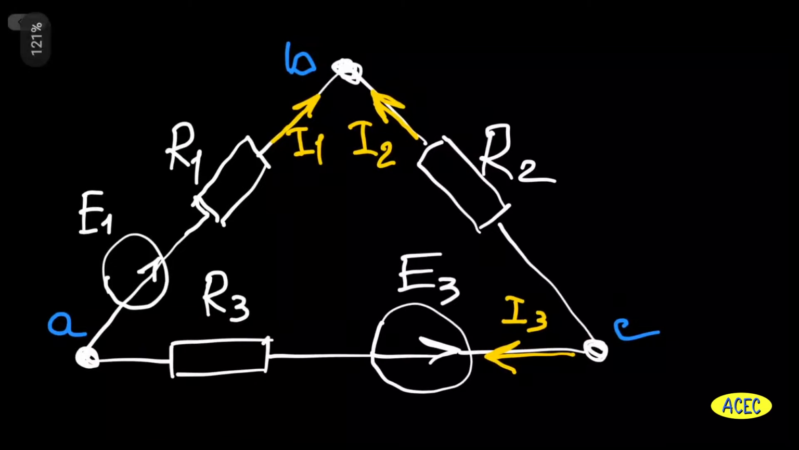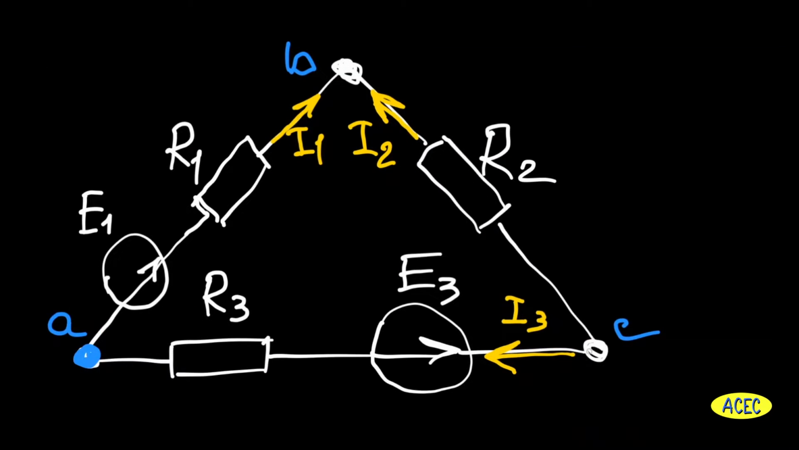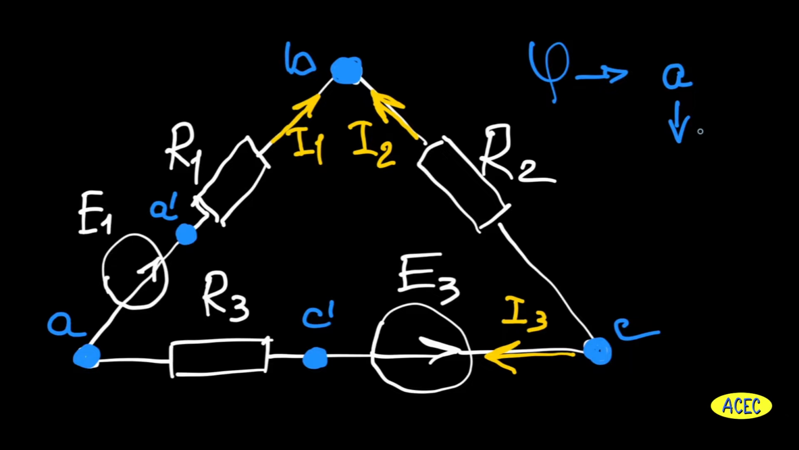And now let's try to build the potential circle. For this purpose, we need to add additional points on which we have to find respective potentials. Potential circle in this case will have the following view. First of all, we have to start from potential A because it has 0 volts. Then we see voltage source E1, after which we set point A dash. Then goes resistor number 1, after which we see node B.